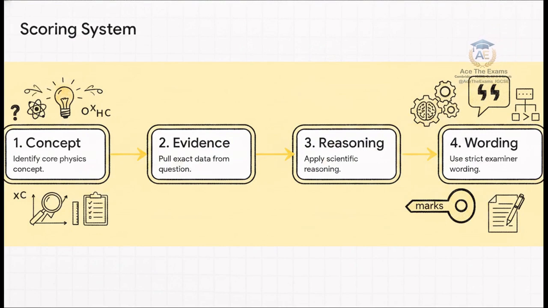So how do we actually fix this? Well, by using a 4-step scoring system that forces you to transition from a passive reader into an examiner. Here's how it works. Step 1, identify the core physics concept. Step 2, pull the exact evidence or data straight from the question. Step 3, apply scientific reasoning to connect those two things. And finally, Step 4, output your answer using strict examiner wording. This framework right here is your secret weapon to securing literally every possible mark.